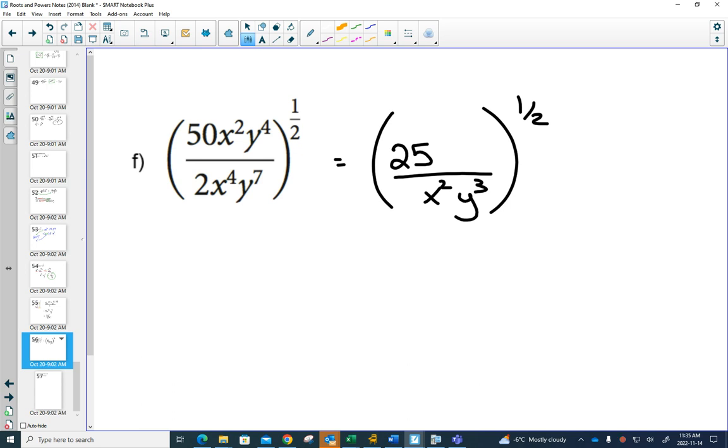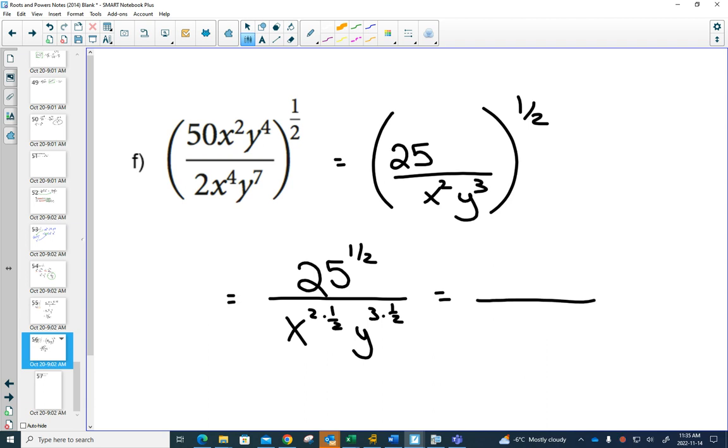Now what does the half do? The half goes to everything. 25 to the 1/2, x squared times 1/2, y cubed times 1/2. Well, what is 25 to the half? That's 5, because it's the square root of 25. And x squared times 1/2, this is 2 over 1. How do you multiply fractions? Multiply the tops, multiply the bottoms, 2 over 2, which is just going to be x to the 1. Again, 3 is 3 over 1. How do you multiply fractions? Multiply the tops.